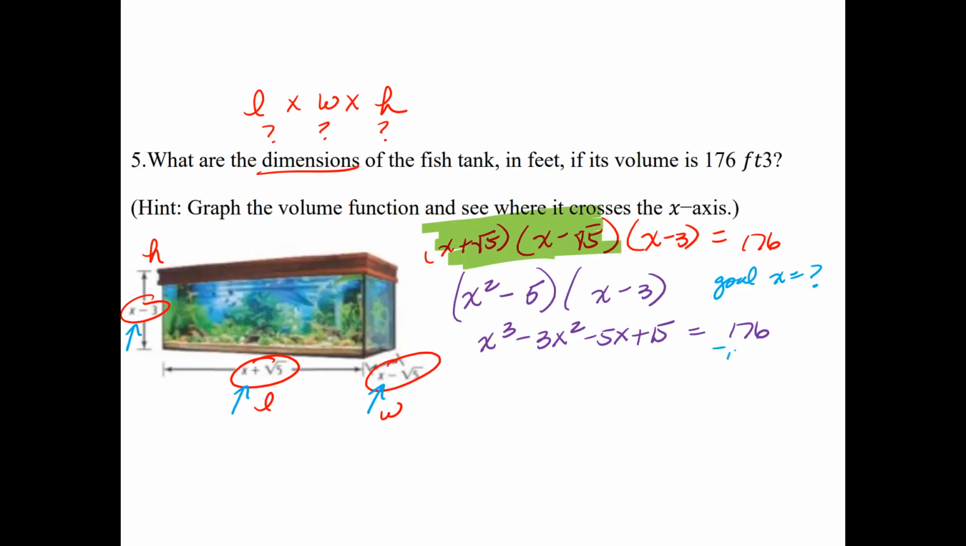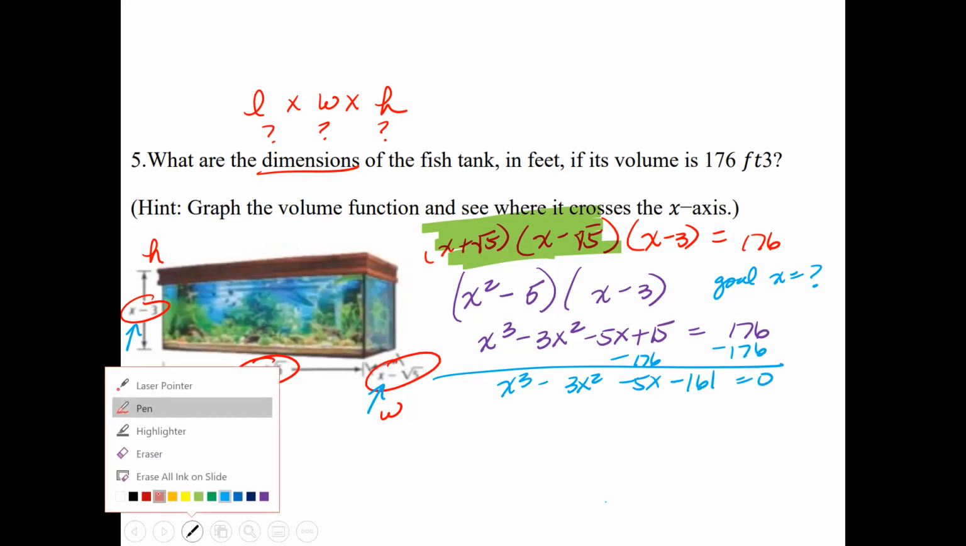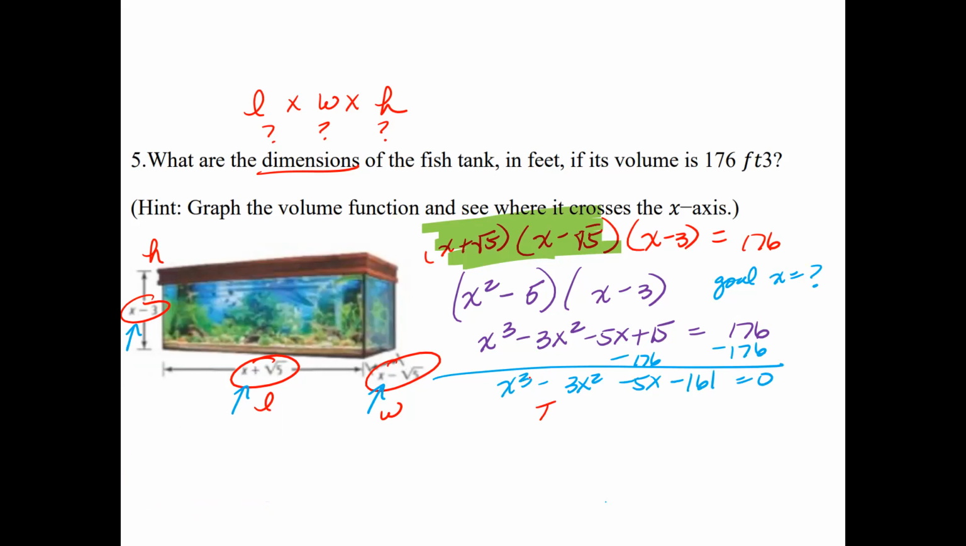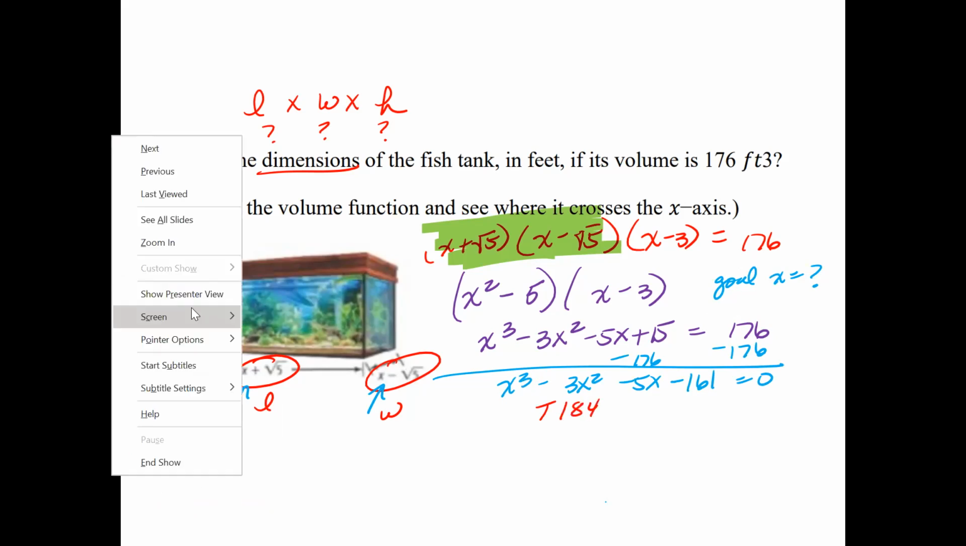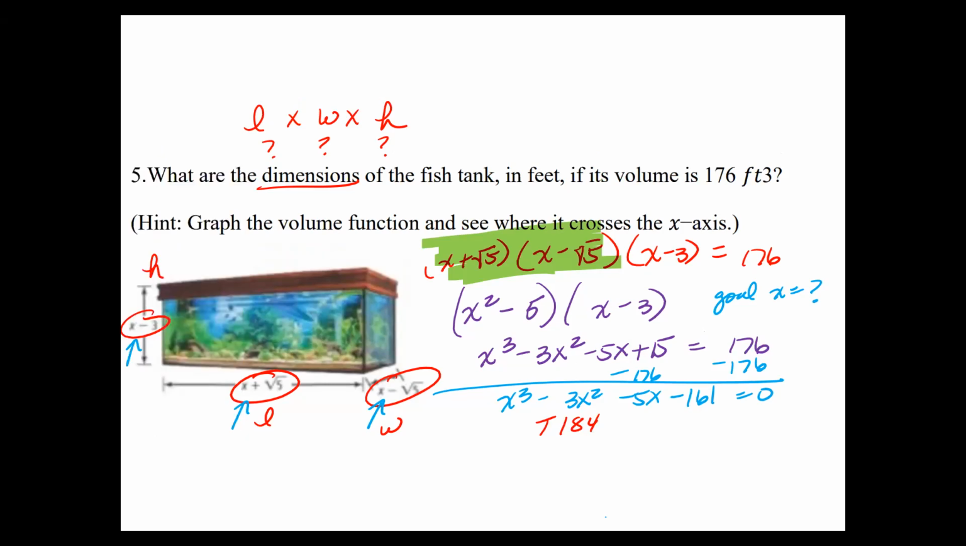So then I'm going to subtract 176 on both sides to set it equal to 0, which means I have x cubed minus 3x squared minus 5x. And then 15 minus 176 gives you negative 161 equals 0. Now, I want to find the zeros of this so I can know what x is equal to. So I'm going to use my TI-84. Stand by for 1 second while I set this up.